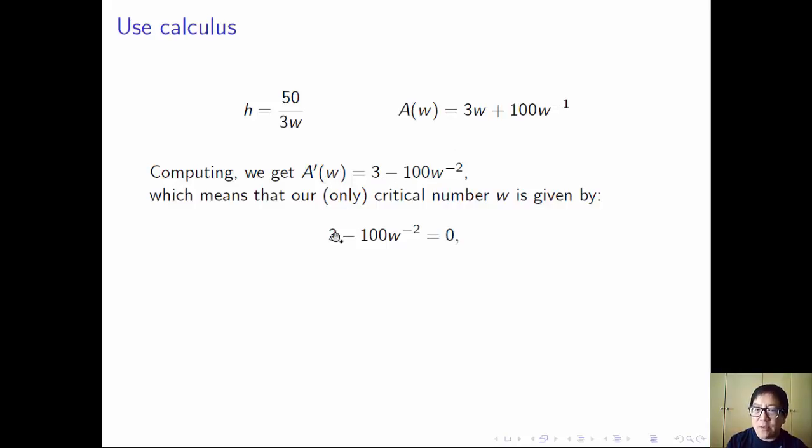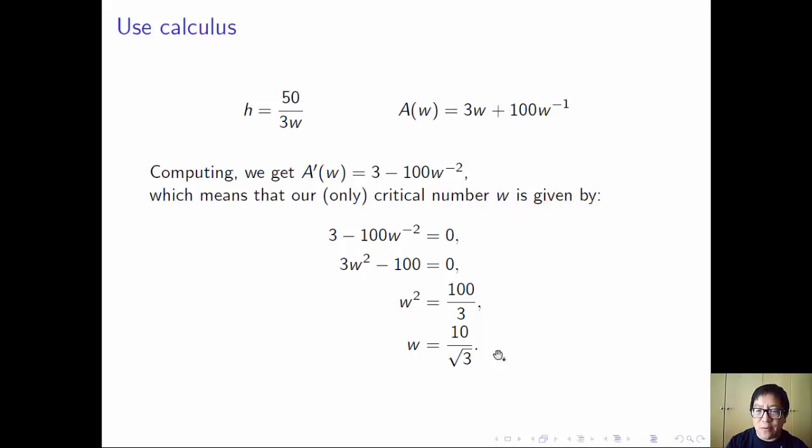You set A prime equal to 0, so we get 3 minus 100w to the minus 2 equals 0. Multiplying both sides by w squared, we get 3w squared minus 100 is equal to 0. Moving the 100 over to the other side and dividing by 3, we get that w squared is equal to 100 over 3. Now taking the square root of both sides, we get that w is equal to 10 over the square root of 3. And remember, because w is a width, it's not going to be negative, and so we can ignore the negative square root.